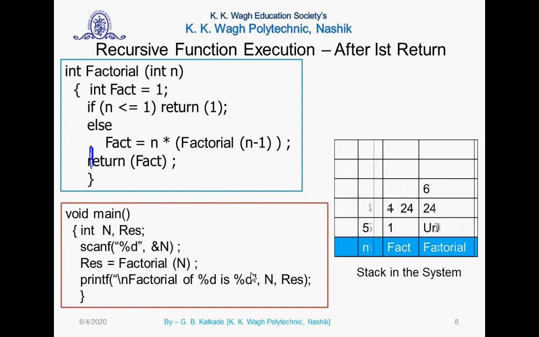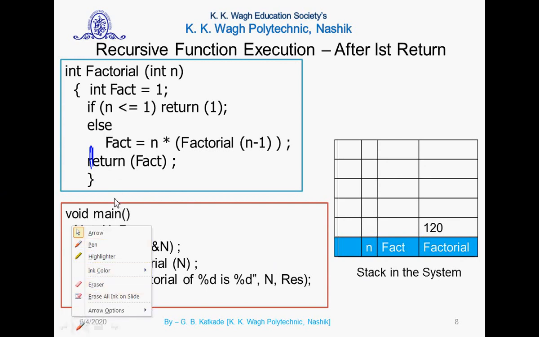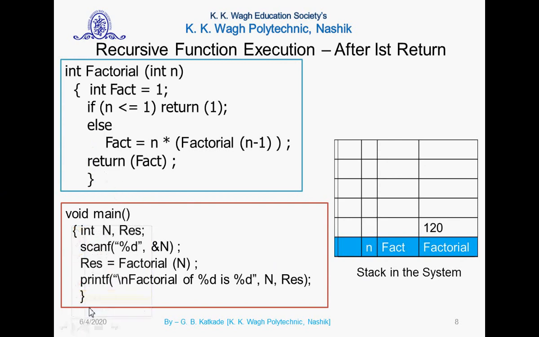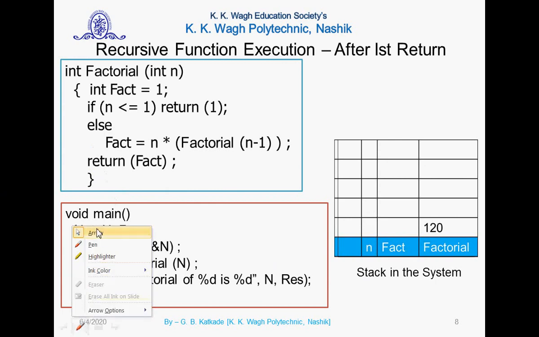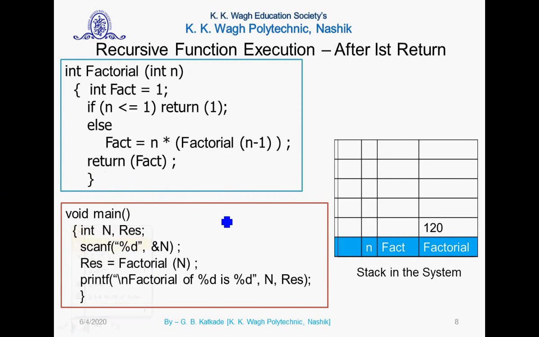This is repeated for all the frames. So at the end, the factorial value returned will be 120. This 120 will be written as the final value to the calling function. So this 120 will go back to the calling function after all the processing of the recursive function. This is how the function works.